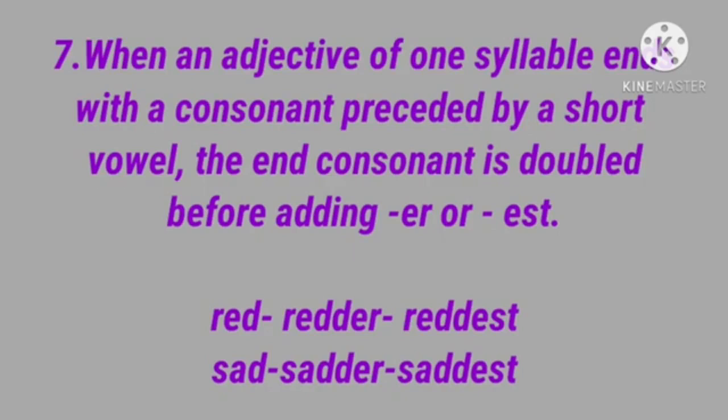Look at this example, red. The last letter is D, that is a consonant. Before that, E is given, and E is a short vowel. So we double that letter D and add ER. Red, redder, reddest. Sad, sadder, saddest. When an adjective of one syllable ends with a consonant preceded by a short vowel, the end consonant is doubled before adding ER or EST.